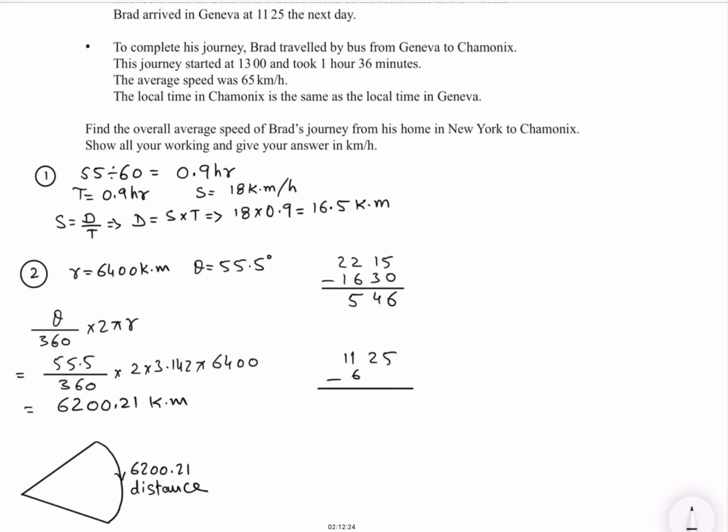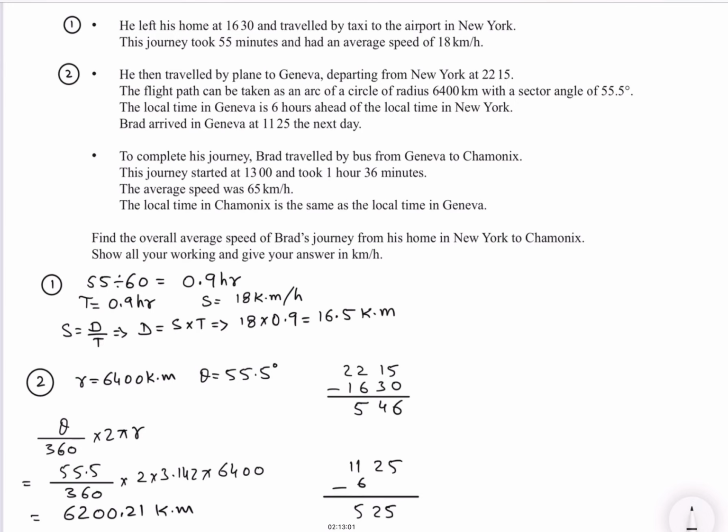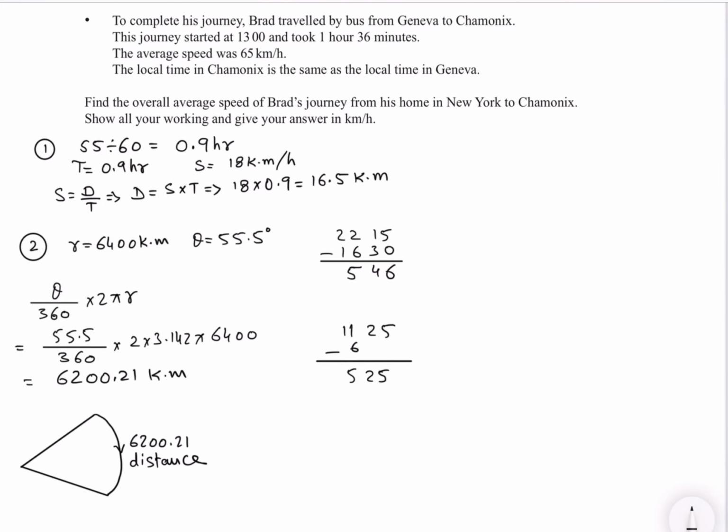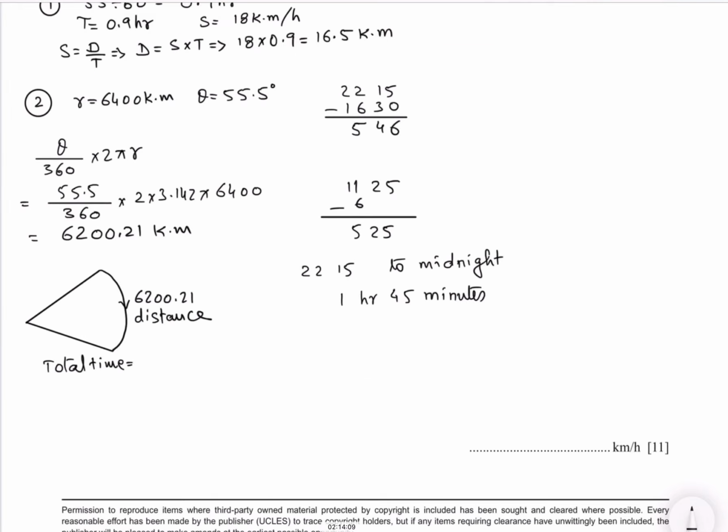Okay, now 1125 minus 6, this is 525 because he said 6 hours ahead. So 22:15 to midnight, 1 hour 45 minutes. So total time is 5 hour 25 minutes plus 1 hour 45 minutes, 7 hours 10 minutes.